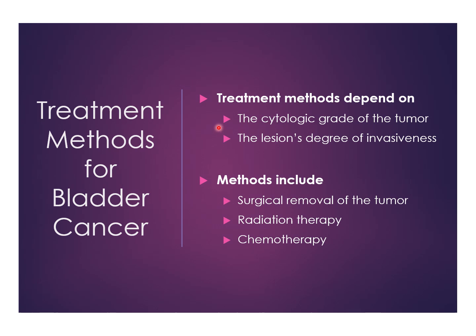So treatment methods depend on the cytology and the grade of the tumor. So remember when we do cytology, we're looking at the type of tumor that's there, the type of tissue, and so that determines some of the treatment. And then also the lesion's degree of invasiveness. How far through the bladder wall has this lesion traveled, and is there any sort of metastasis of that tumor? Methods for treatment include surgical removal of the tumor. And then, what's left behind of the bladder will really depend again on the degree of invasiveness of that lesion. We can also use radiation and chemotherapy, just like with any other type of cancer.